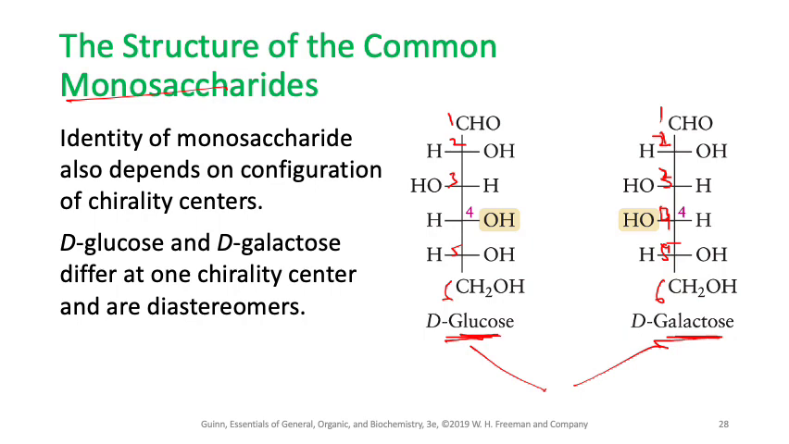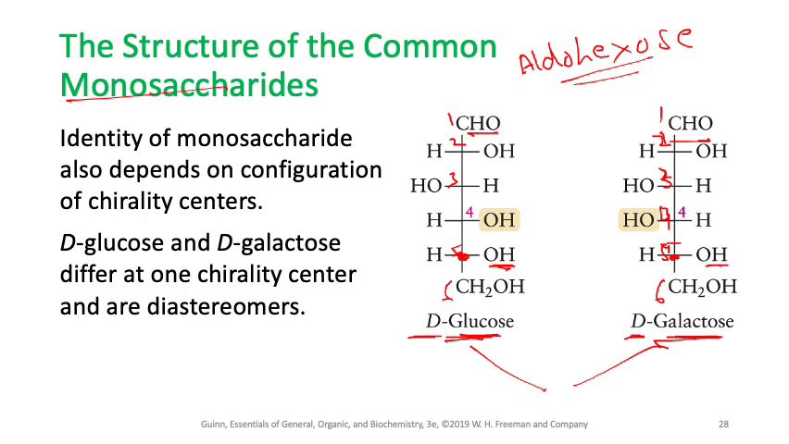Which kind of functional group do you have? Aldehyde. So I can say this is an aldohexose, both of them, right? 6 carbon, aldehyde, both of them. And then why is this D? Because the last chiral center has the OH group on the right hand side, last chiral center, OH on the right hand side, D.